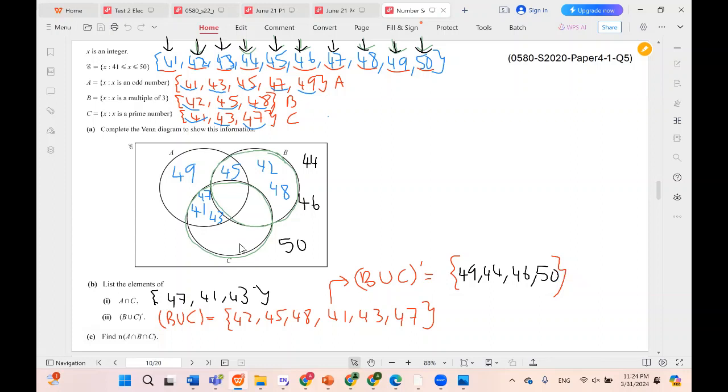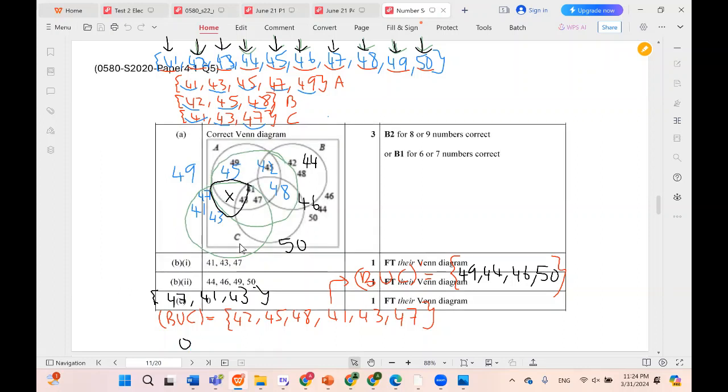In C, we are required to find the number of elements that lie between A and B and C. Of course, we don't have any elements lying between A and B and C because this is the region for the common elements between all three sets, and there are no numbers there. So the number of elements is 0. And we seem to have obtained the correct answers here. Let me just clear the screen.